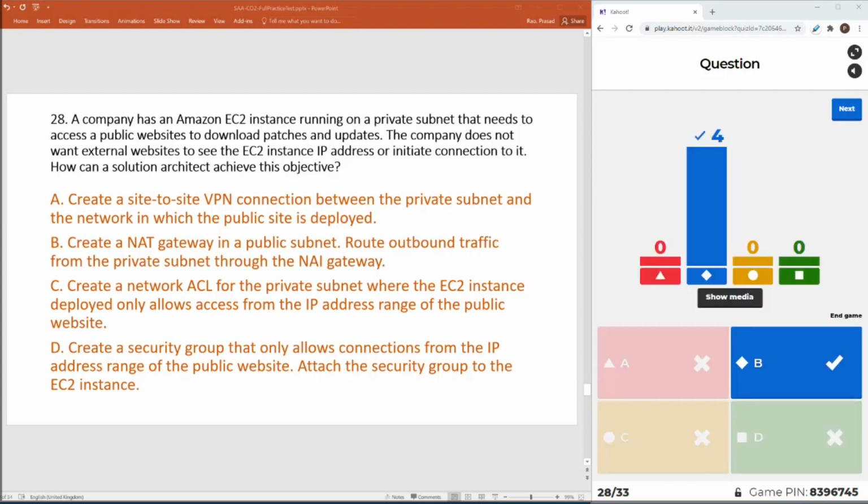All four of you got it right. Yes, so NAT gateway is the right answer. You can have a NAT gateway in your public subnet and route your outbound traffic from the private subnet to the NAT gateway. Cool. No explanation needed.